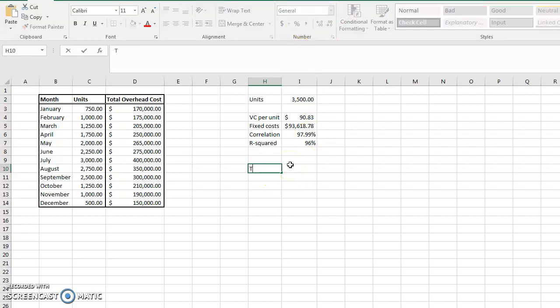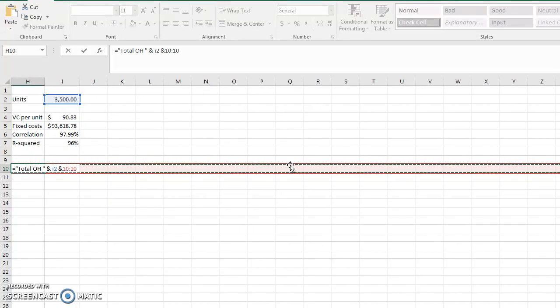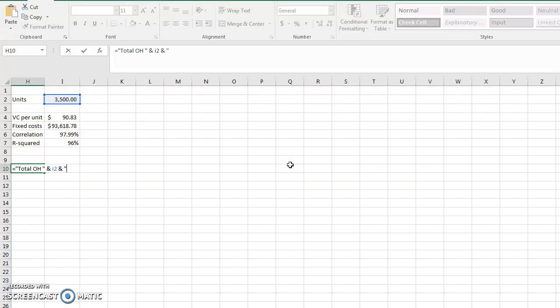And now what I want to do is go total, equals, and I'll go like this, total overhead at, and then I put that under I2, which is right there. And it always flakes out on me when I do this, units. Okay? So just like that, you can see it.